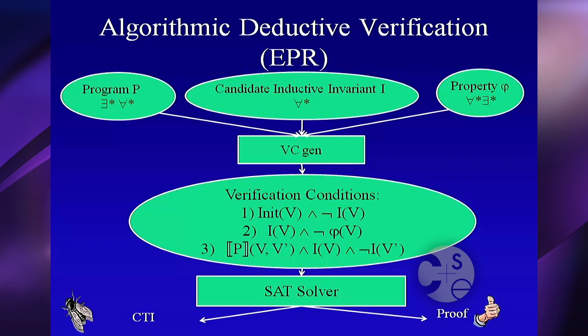And in fact, the property is always for all exist, and the inductive invariant is for all, so far we get this property. So that's how RML is designed. It has many features, like macros and everything, but it makes sure that this property holds.